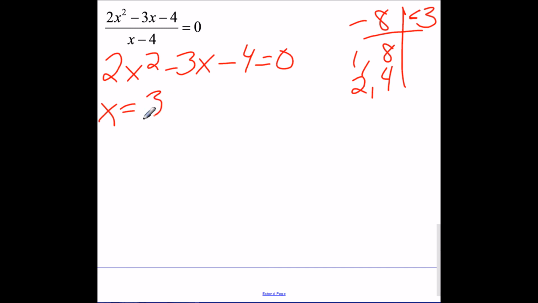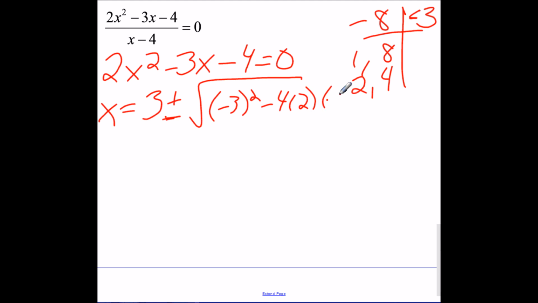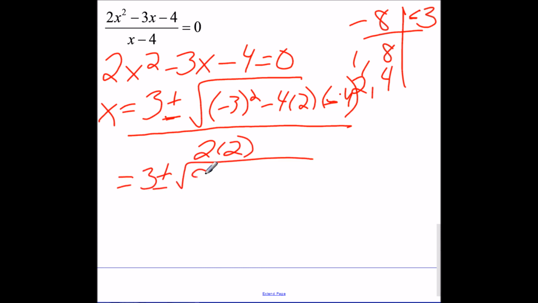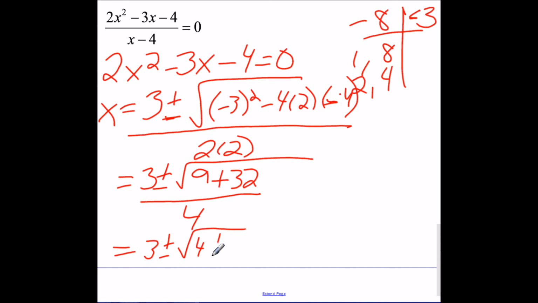x equals -b plus or minus the square root of b squared minus 4ac, that's a -4, all over 2a. It's 9 plus 32 all over 4. The square root of 41 all over 4. All right, so that's an irrational number. 41 is prime. The square root of 41 can't be simplified into a rational number.